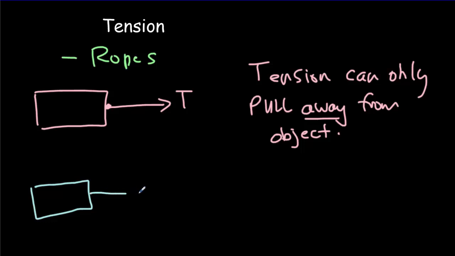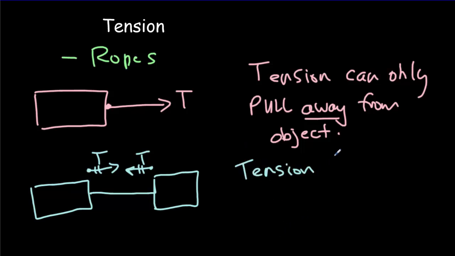And the third thing is, let's say we've got a rope between two objects. Then the rope can only pull away from each object, so there's going to be a tension force this way on this object and a tension force to the left on this object. And those two tensions are going to be the same size because the tension in a rope has to be the same throughout the rope. And when we look at Newton's third law, we'll understand that a little bit better. So here we say that the tension throughout a rope is the same.